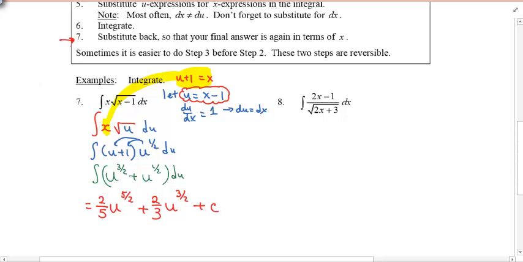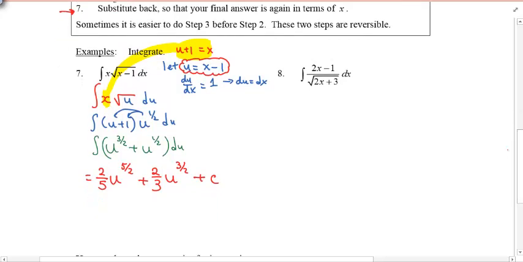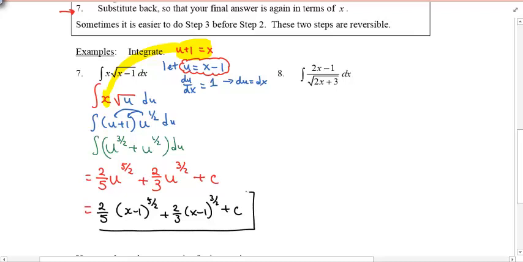Step 7 of this process, yes, we've already done 7 steps, is to substitute it back. So remember, we started with x, so we better resubstitute it back. 2/5 (x minus 1) to the power 5/2, plus 2/3 (x minus 1) to the power 3/2, plus c. And now we're done.